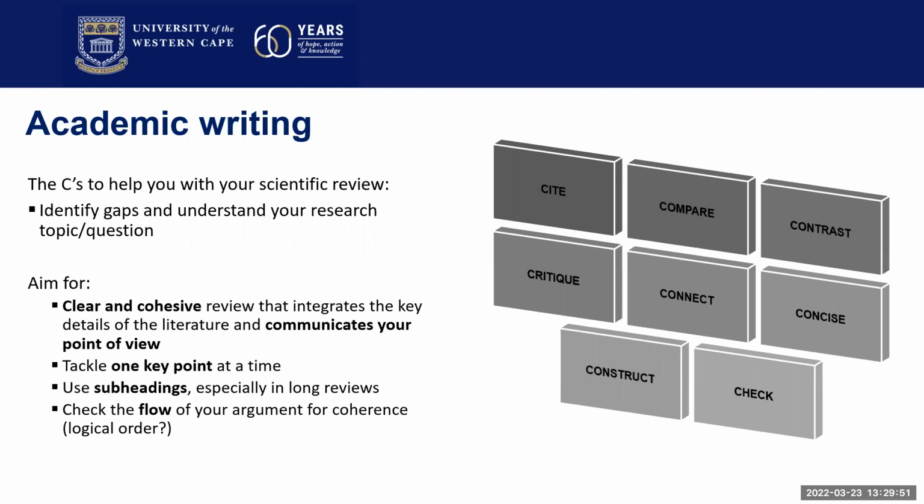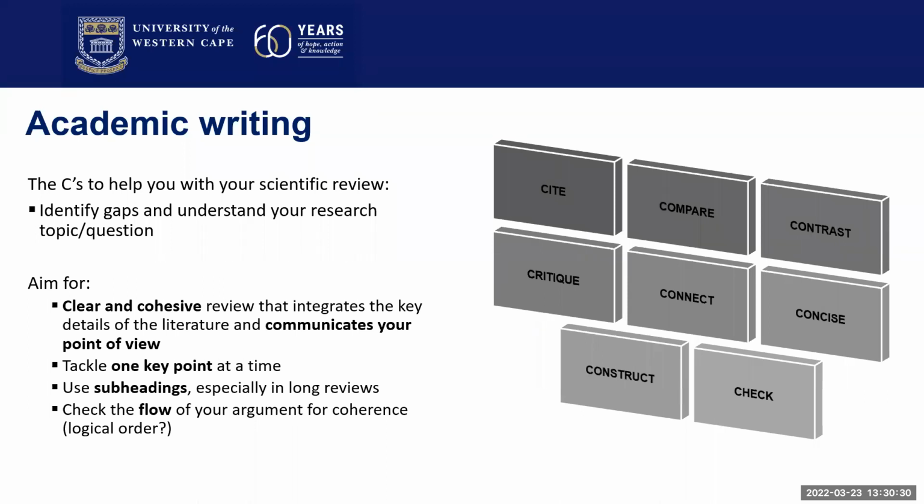So we did this two weeks ago, the C's: I'm comparing, I'm critiquing, I'm connecting, I'm constructing, checking, and so on and so forth. What we're aiming for, as I mentioned previously, is tackling one key point at a time. And this is why in your literature review, subheadings become very important. It's very easy to have subheadings because it makes it easier for you to write. If you have subheadings, you're going to write a paragraph at a time. If you have 12, 14, 15 subheadings that all have a clear logical flow of your argument, they're clear and cohesive. So they all flow within each other.